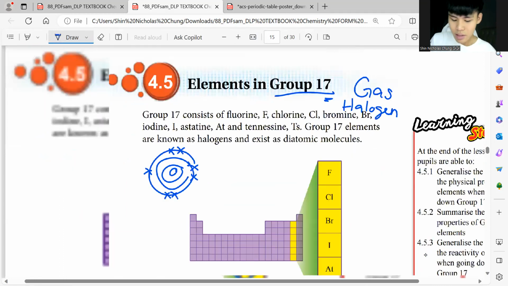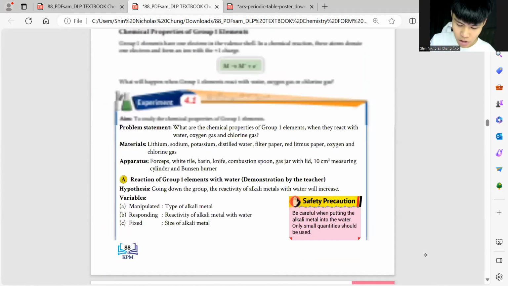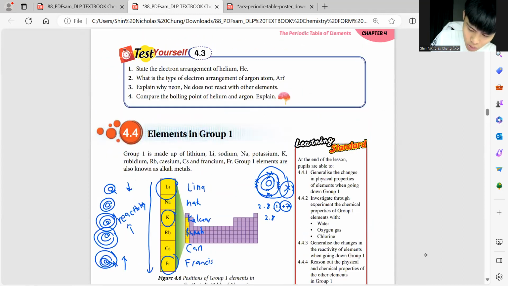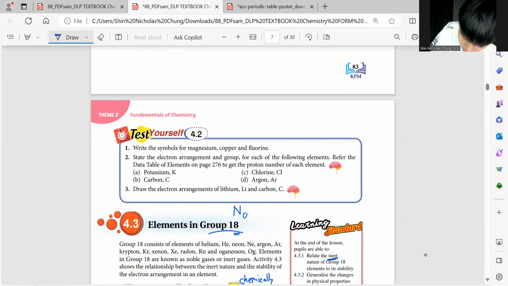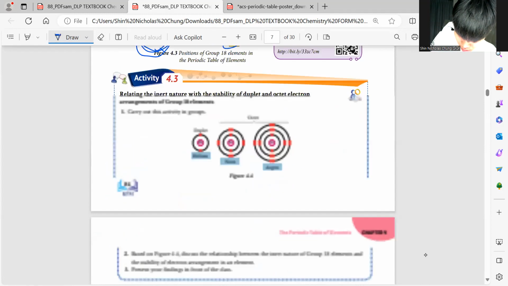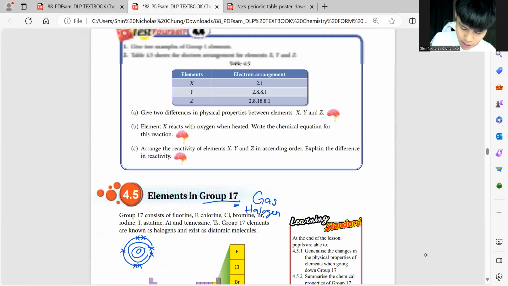Halogen gas. Just now that one is Noble gas, I forgot to mention. Group 18 is your Noble gas. Okay, and then come back to group 17.